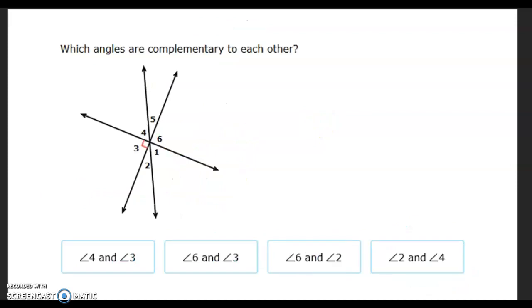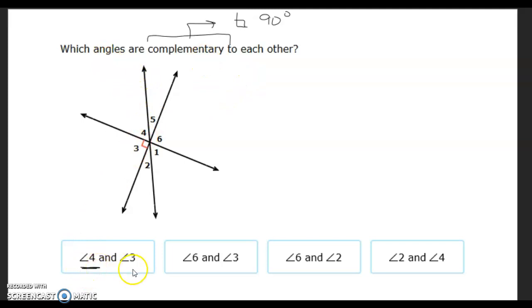So let's go here. Which angles are complementary of each other? So the first thing to remember is what the word complementary means. If you remember, I always think of complementary means corner, that makes a 90-degree angle. Okay, so we need to find two angles that make a corner.